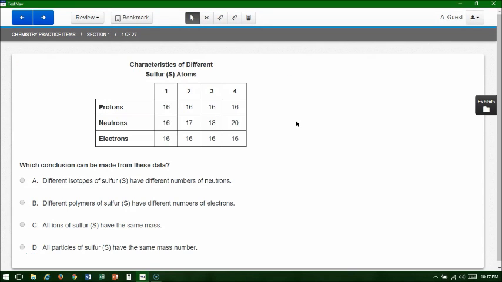In this question, number 4, all 4 of these samples of sulfur have the same number of protons and electrons. The only difference is the number of neutrons. So the correct answer here is that A, different isotopes of sulfur have different numbers of neutrons.